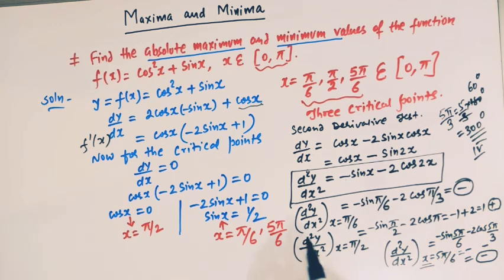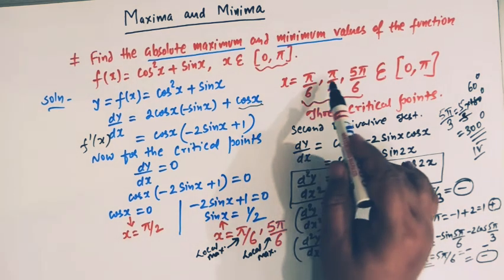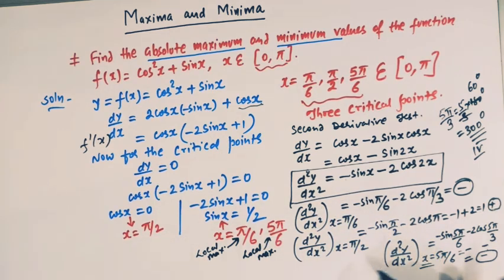So we conclude that at x equal to pi by 6, the function has a local maximum, and at 5 pi by 6 also this is negative, so this has a local maximum, and at x equal to pi by 2, the sign of the second derivative is positive, so at x equal to pi by 2 we have a local minimum, right?